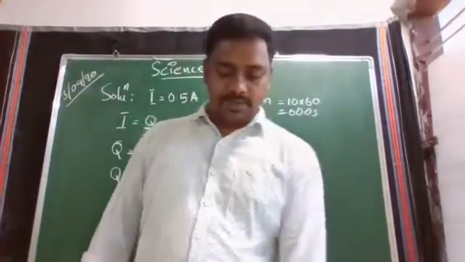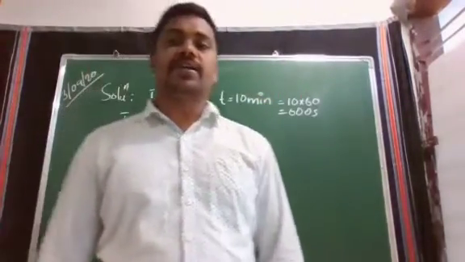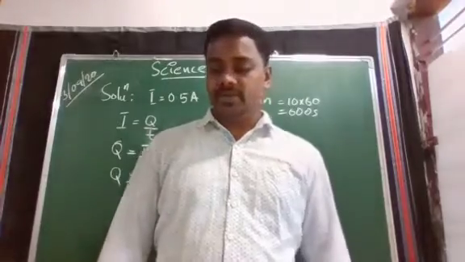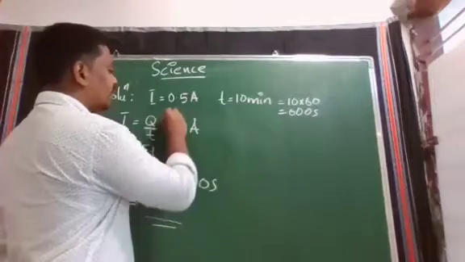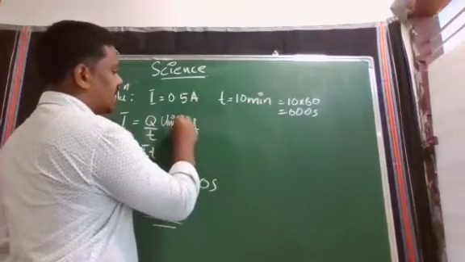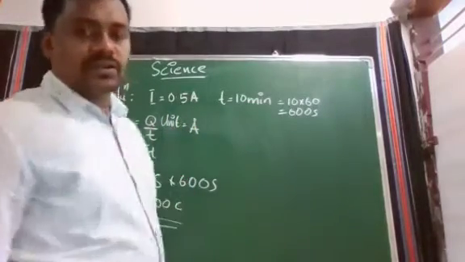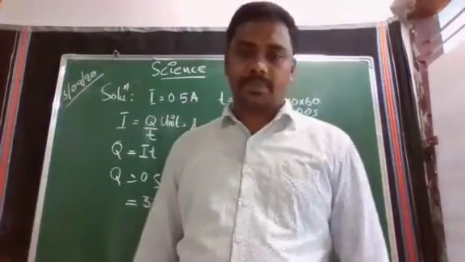Define the unit of current. What is the unit of current? The unit of current is ampere.